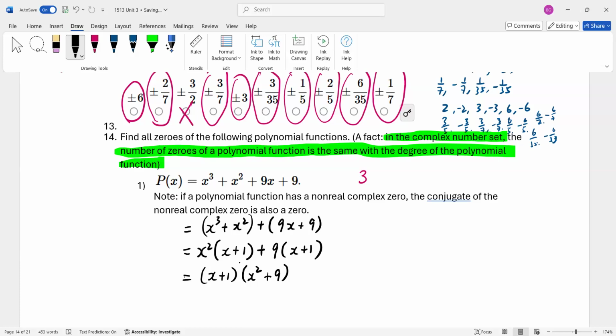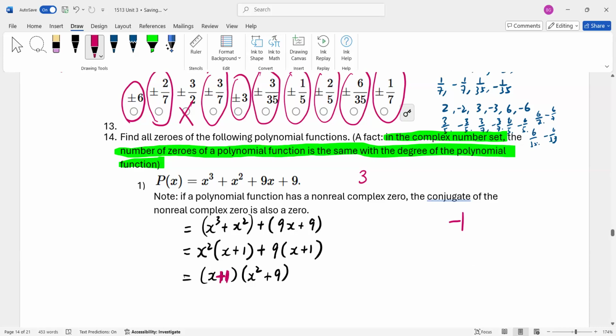So x plus 1, as you can see, if we write plus 1 in red, we know the opposite of the red number, -1, is a 0, right? Because if you plug in x equals -1, the first parenthesis becomes 0. Then the value of the polynomial function is 0. So we found a zero already, which is -1, the opposite of this number in red.